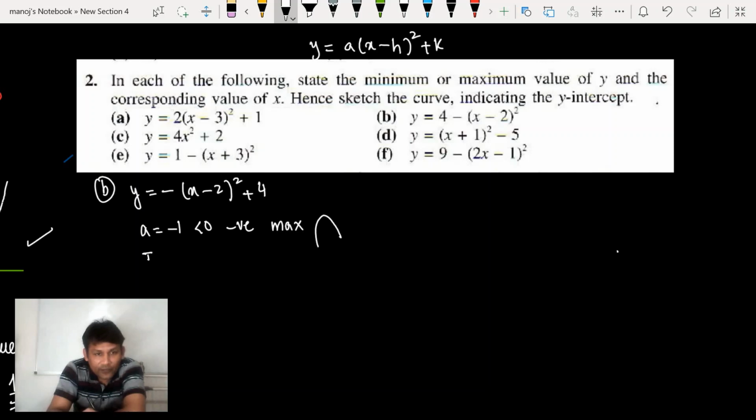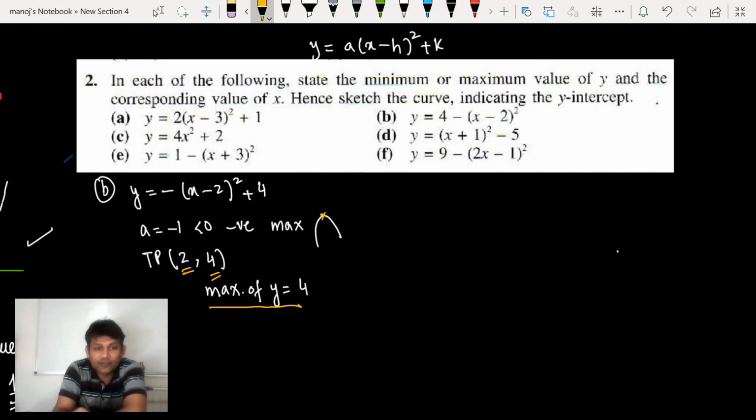Okay, turning point is coming. This negative will become positive. We write h, and k is 4. So turning point, and they asked to find the minimum or maximum. The maximum value of y is 4. Here, the turning point, right here. This is the maximum value of y, where it is 4. Okay, we have done the first part, and the corresponding value of x is 2, and y is 4. Hence, sketch the curve.